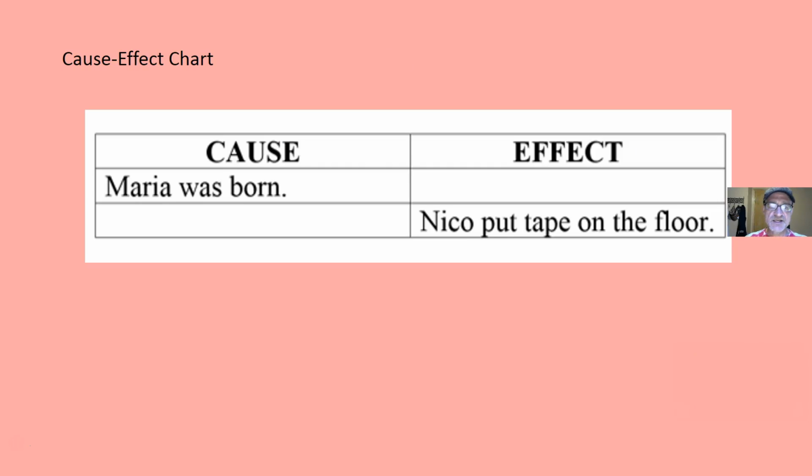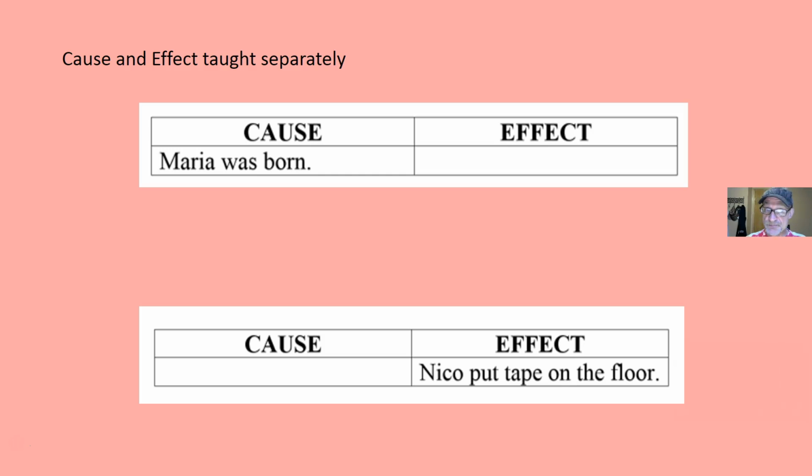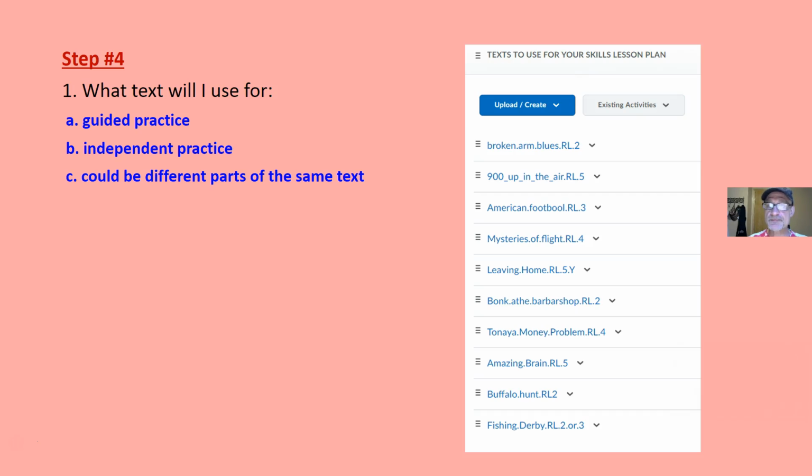Cause, effect. This is the cause, what's the effect? This is the effect, what's the cause? You may want to teach them separately. With younger children, you want to teach them, Maria's born, let's read to find out what happened next. You'll probably have to teach cause and effect before you can teach a cause-effect graph. All right? Step 4, what text will I use? For guided practice, independent practice, could be different parts of the same text, and again, you decide.